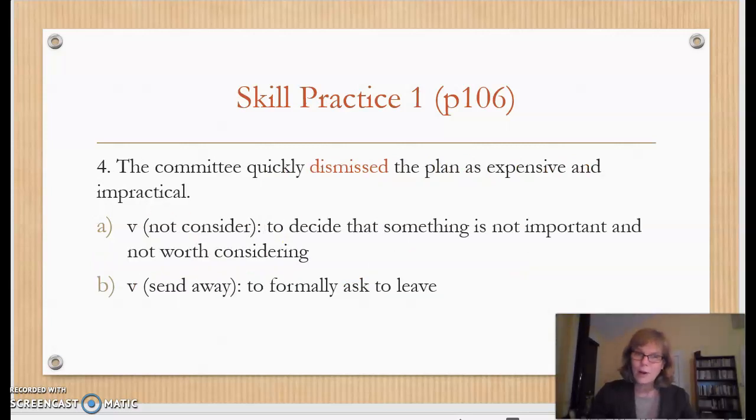Let's take a look at number 4. Did you choose A or B for this verb dismissed? The committee quickly dismissed the plan. Which one fits? If you said A, I agree with you. So A says, decided something is not important, right? That's different from formally asking someone to leave, right? She dismissed the students after an hour. That's different. This one, dismissed the plan. That matches here with A.